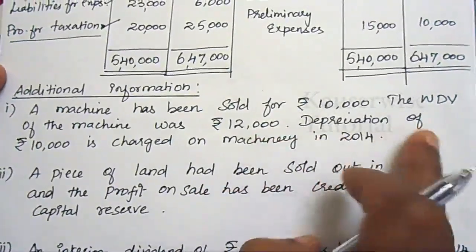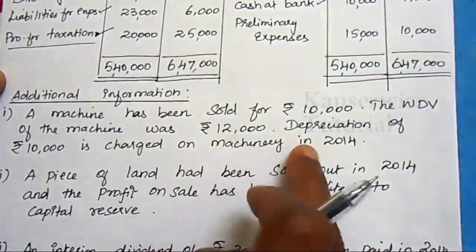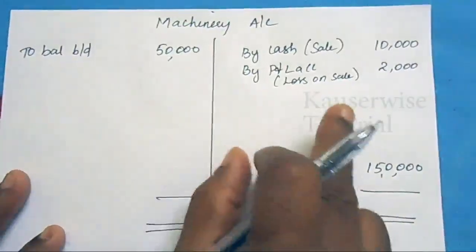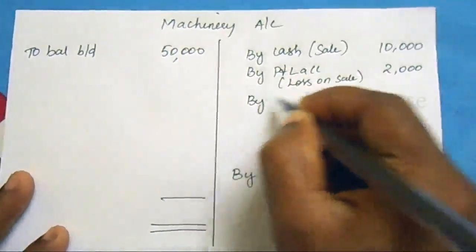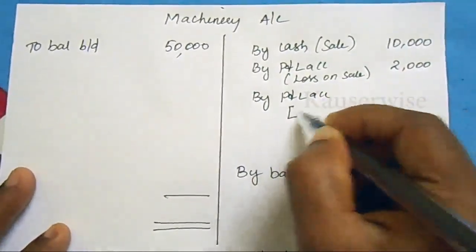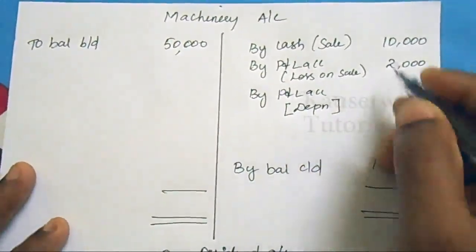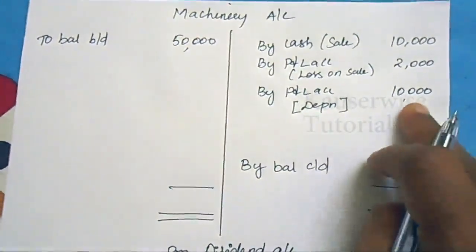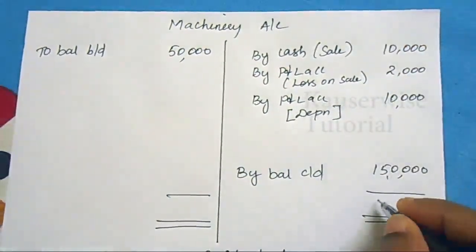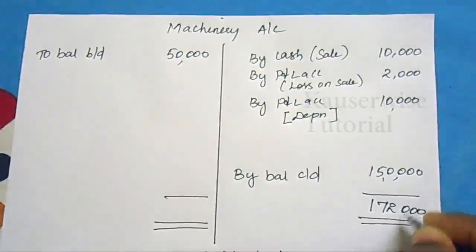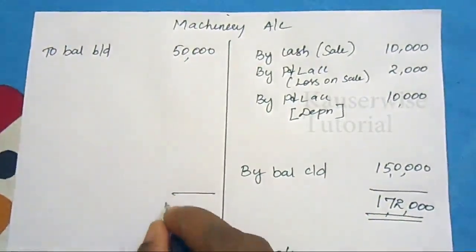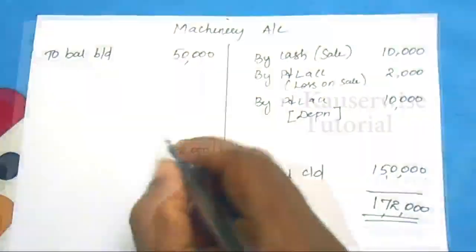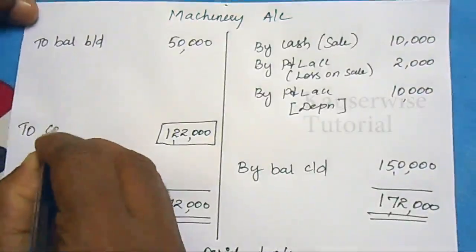Apart from that, depreciation of 10,000 is charged on machinery in the year 2014. So this is the current year depreciation. The depreciation will be recorded on the credit side of the machinery account, by profit and loss account, within the bracket depreciation. How much? 10,000. Now get the total. Credit side 1,50,000 plus 10 plus 2 plus 10. What is the total? 1,72,000. Same thing you can write here also, 1,72,000. Debit side we have only 50,000. What is the difference? 1,22,000, to cash.